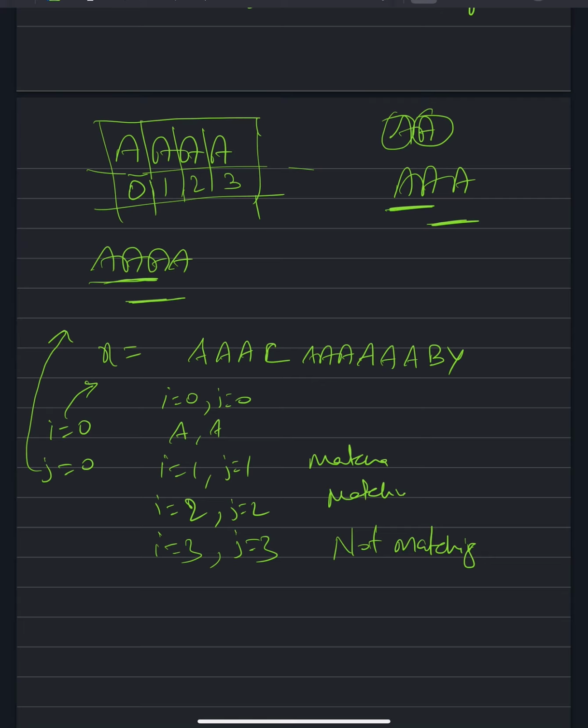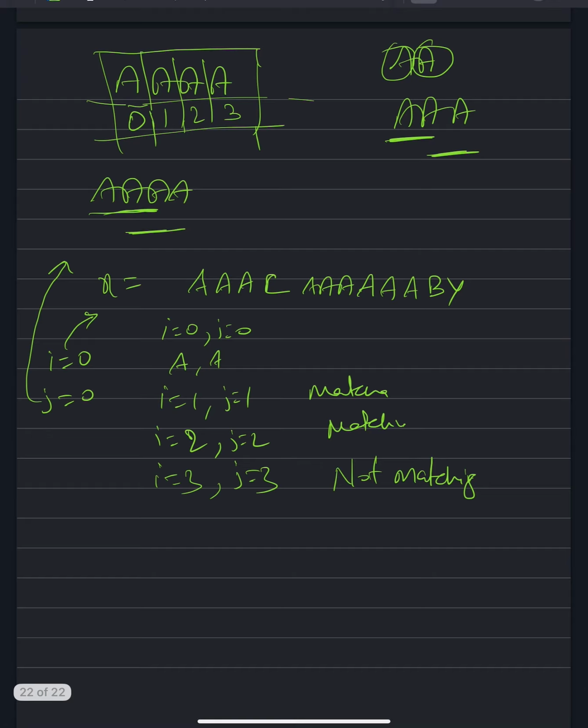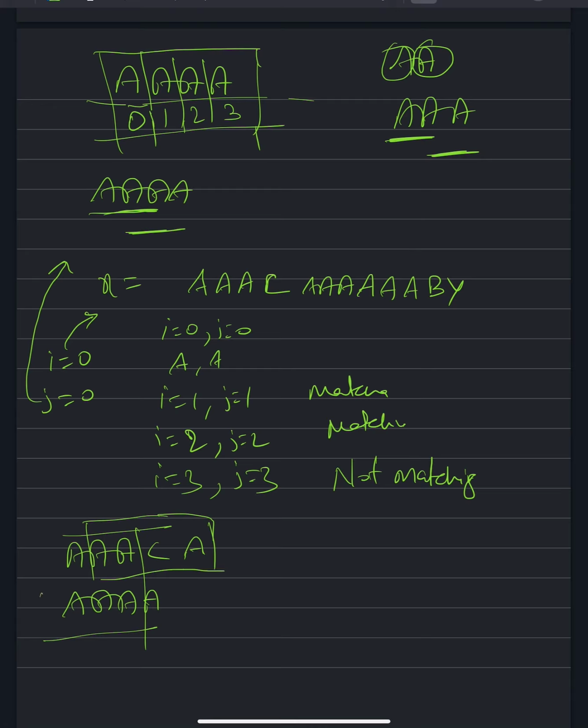Okay, now what to do if it is not matching? Let me see. This is the element and this was our pattern, and here it is not matching. Since this is not matching, what do we do? We move ahead with I. So this is our fourth element now, and we will match this fourth element with this fourth element.